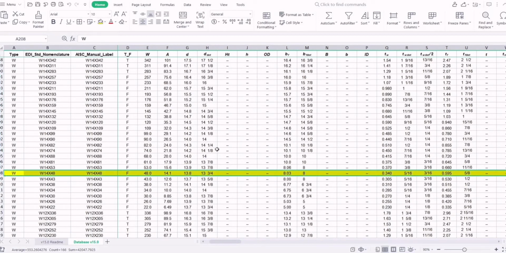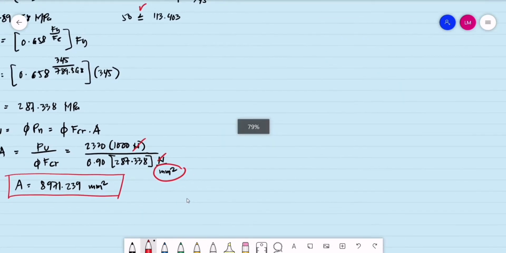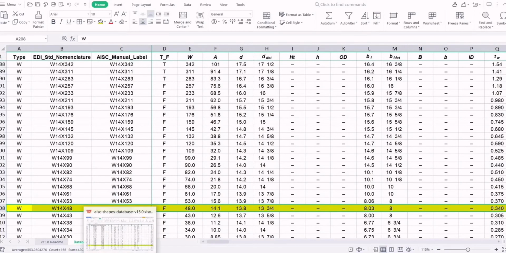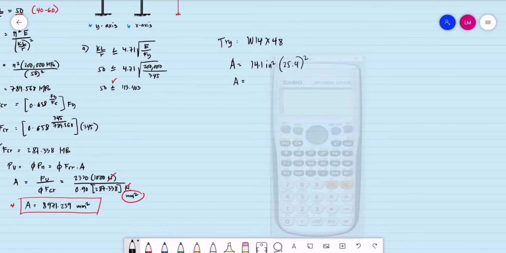So let's try W14 by 48 with an area of 14.1. Okay, so class, let's try W14 by 48. So its area is equal to 14.1. So this is 14.1 square inches multiplied by 25.4 squared, for our answer to be in square millimeters.